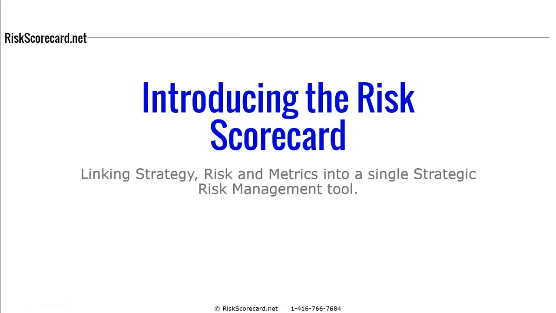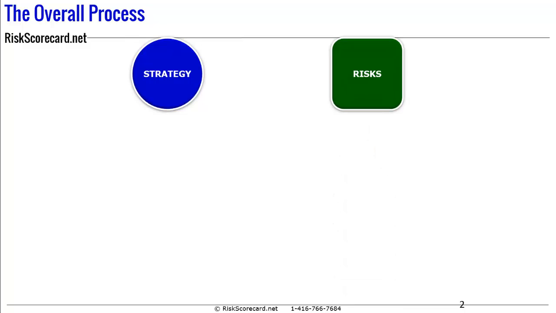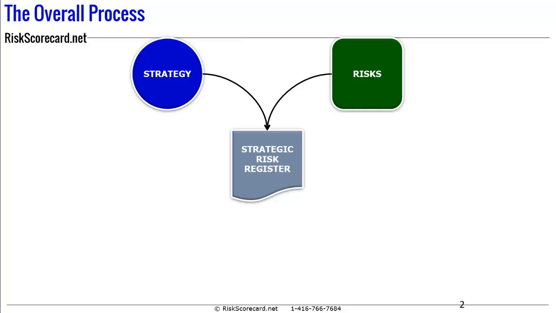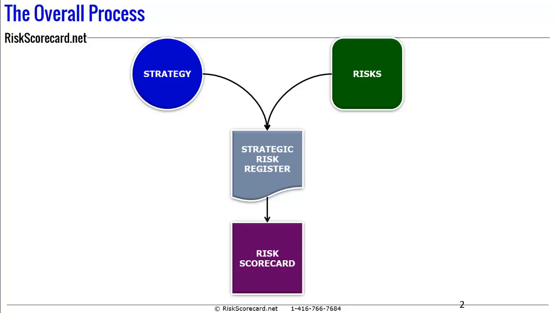I'd like to give you a quick run through of the Risk Scorecard, and in particular how it gets created from things which already exist in your organization. So the principle is straightforward. We should be able to take the organization's strategy and combine that with your risks in order to begin updating a strategic risk register. And from there, we can obviously add metrics to create a risk scorecard.